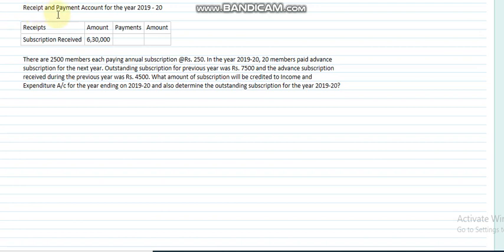In this question, we are given the receipt and payment account for the year 2019-20 and the subscription received is rupees 6,30,000. The additional information says that there are 2,500 members and each member is paying an annual subscription of rupees 250 per year. Annual subscription means the subscription is being paid on an annual basis. So the annual subscription of each member is rupees 250.